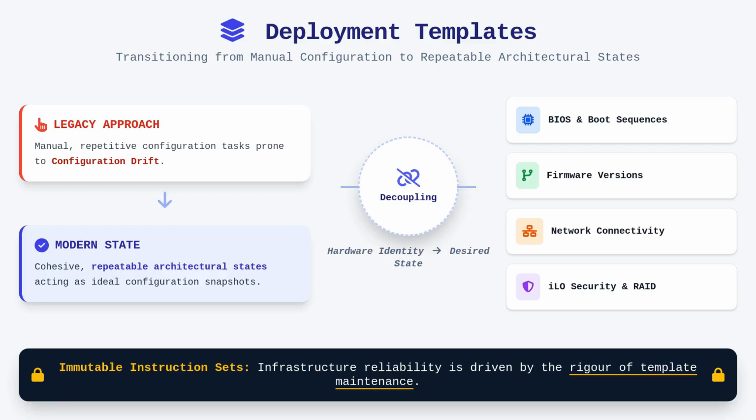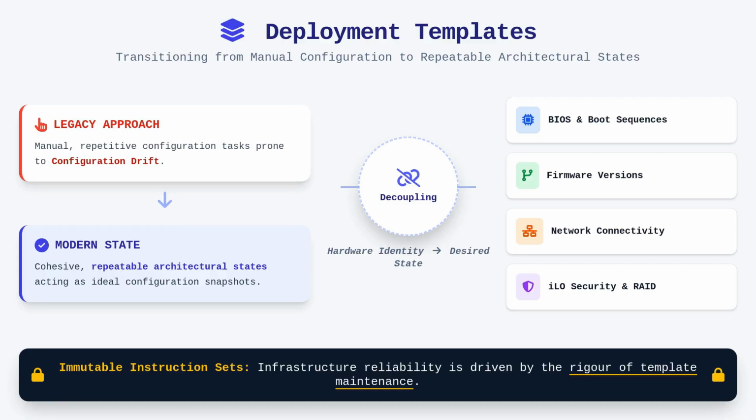The primary mechanism here involves a logical separation between the hardware identity and the desired state configuration defined within the template. By decoupling these elements, you gain the ability to apply a uniform configuration across diverse physical hardware, provided that the underlying compute nodes meet the baseline compatibility requirements. This approach mitigates the risk of configuration drift, which is an increasingly common issue in modern, high-density data centers.